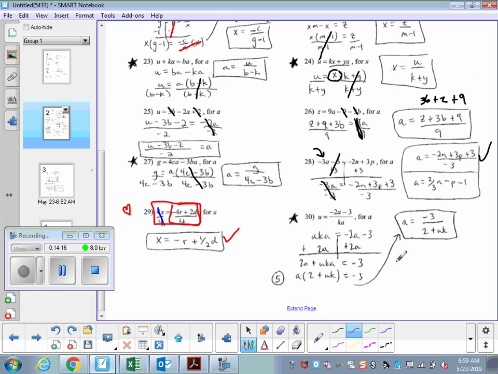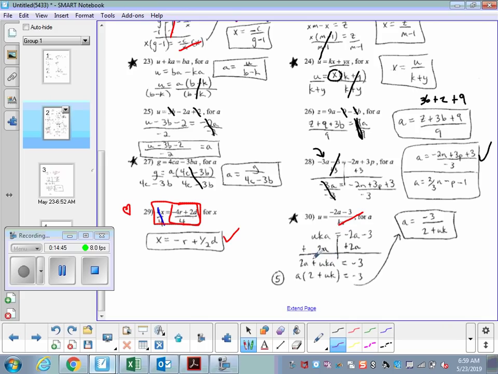And now for number 30, if we're trying to solve it for a. So a is currently in the denominator, and the first thing I did here was multiply on both sides by ka. So multiplying by ka over here would cancel it out. So u times ka is now uka on this side. Now over here I just have the numerator, the negative 2a minus 3, and I'm going to add the 2a on this side. So now I have my 2a plus the uka.